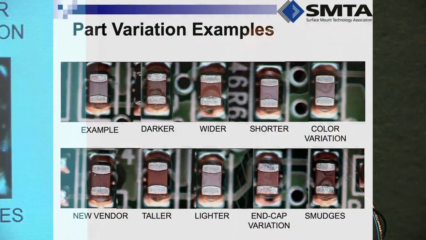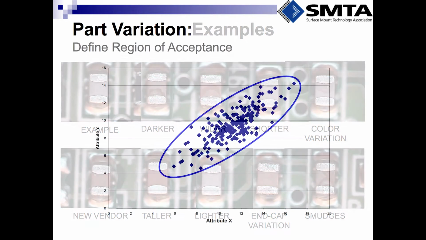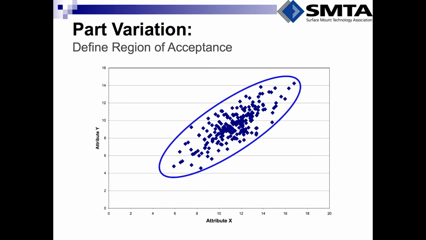Here's an example of all the variations that you might see. These are all good. These could all be good components that you see in there. They've all got good solder joints. All the components are good. They've got variations, color, shape, size, etc. Those are all variations that traditional algorithms don't handle very well. I'll give you an example here. Let's just take a couple attributes. Could be length and width, could be color and shape, etc. You've got a distribution of good, so all these components are good.